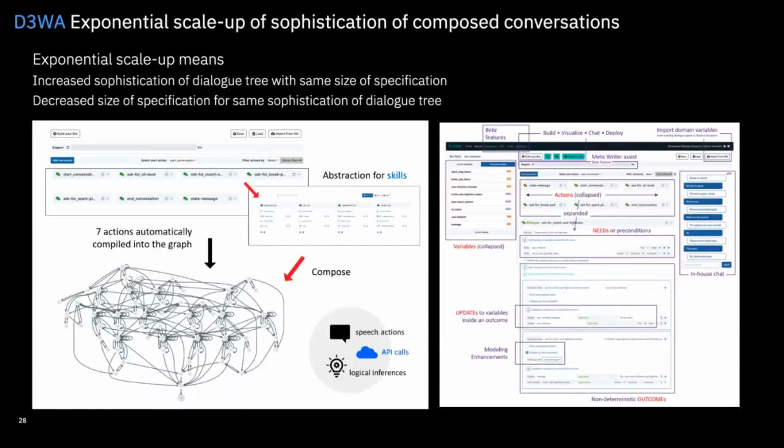The tool is called D3WA. Here are some screenshots of the tool. With D3WA, you get exponential scale-up, and this scale-up means increased sophistication of the dialogue tree with the same size of specification, and decreased size of specification for the same sophistication of the dialogue tree.